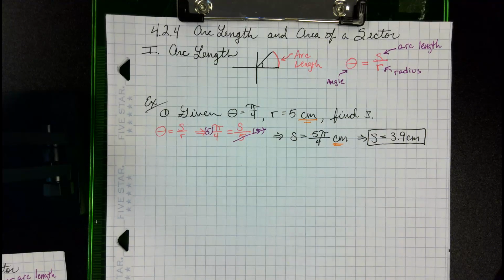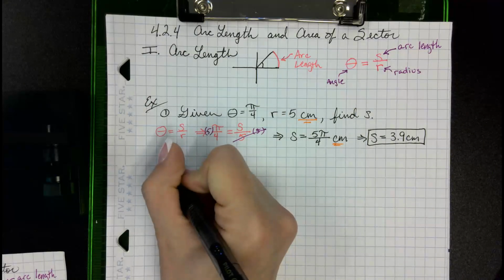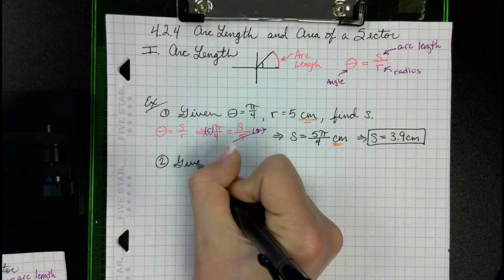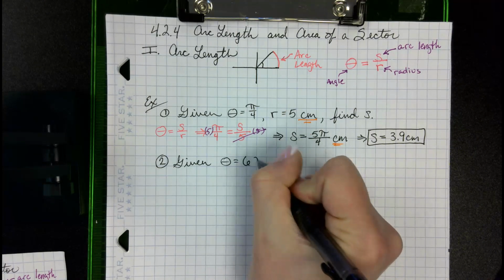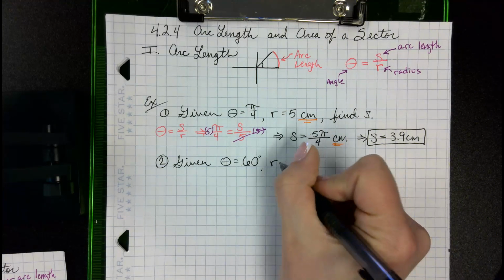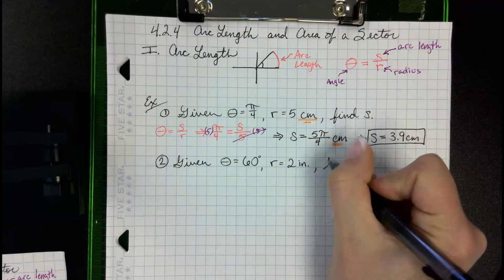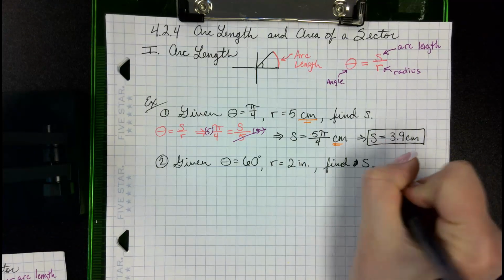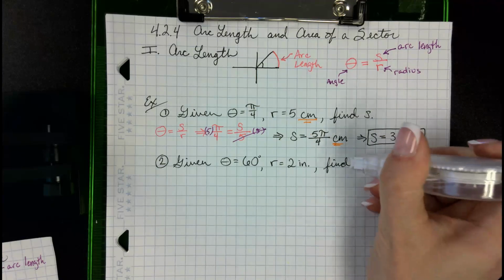And that's that. Then I'm going to give you one more example. This is about as hard as these are going to get. It's not that bad. So given that theta equals 60 degrees and that the radius equals 2 inches, find S.